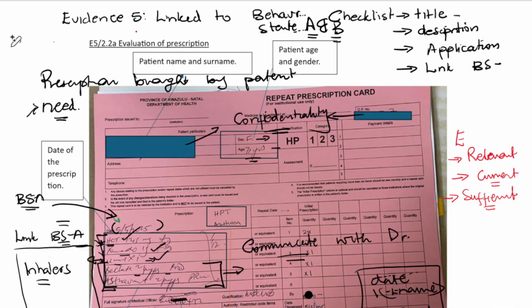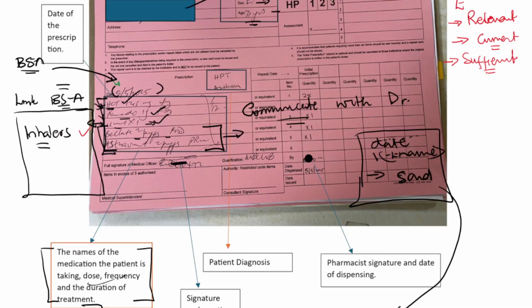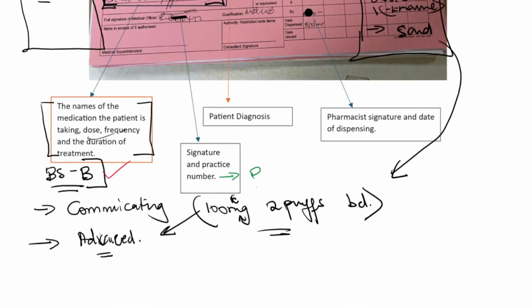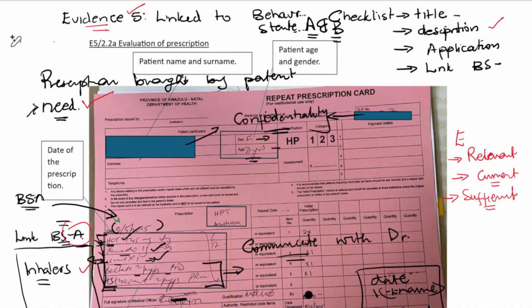So I said I will check for a title. This is the title. It's evidence 5 of the evidence that you're including. A description. This is a prescription brought by the patient which I used to establish a counseling need. So check. Application. In the application, I annotated appropriately here to say how I would apply it here, and just down here as well, so that I am able to show the application. And then the link with the behavior statement, you can see that I'm adding specific links and then I link with that specific place whereby I am applying that specific behavior statement. So it is A and B.